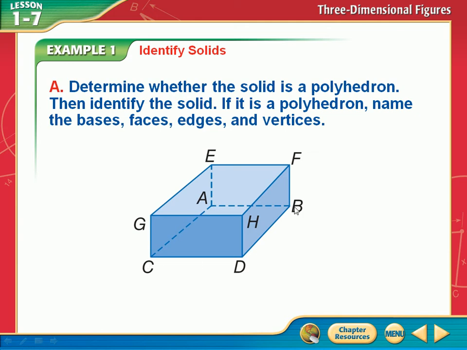A, C, D, B. Or you could go A, B, D, C. Or you could start at B and go B, D, C, A. You get the idea, right? So those are the two bases. Even though we named them all kinds of different names, there's still only two bases. All right, so we have the bases.